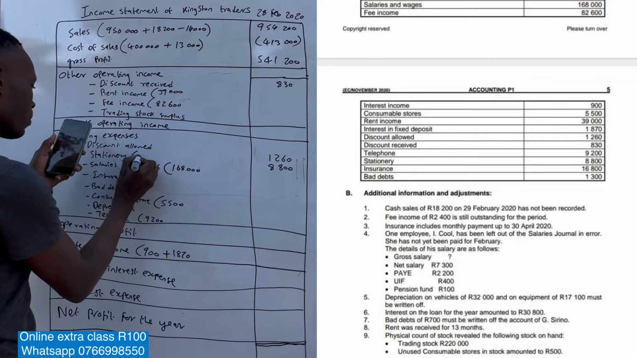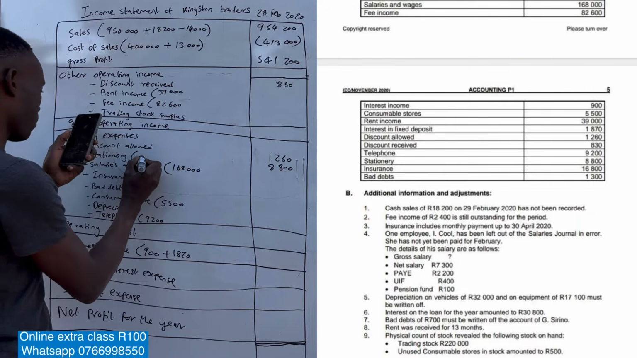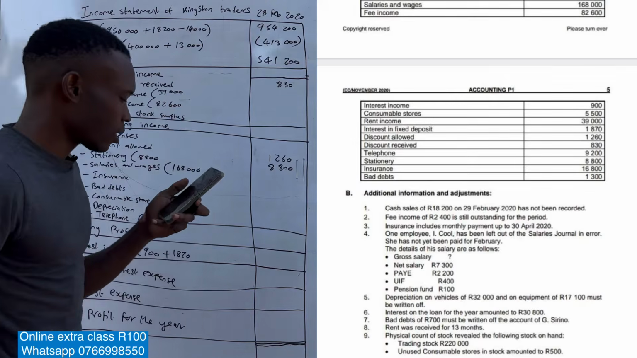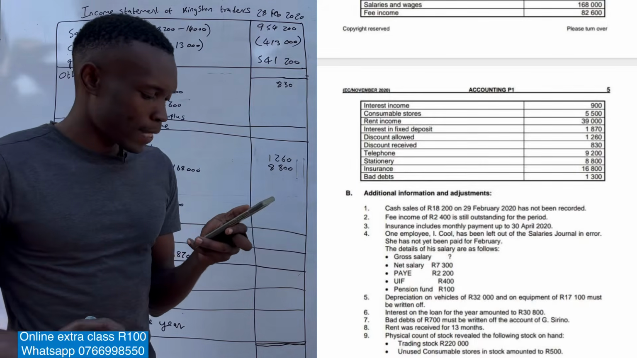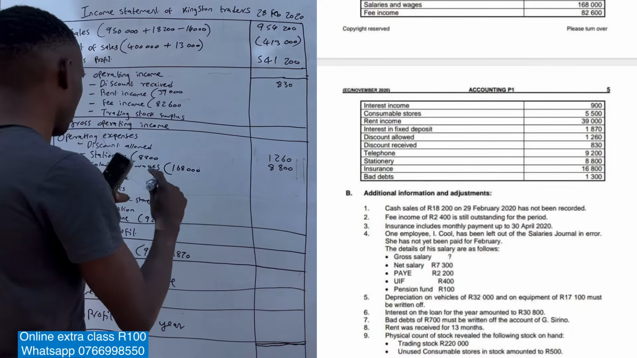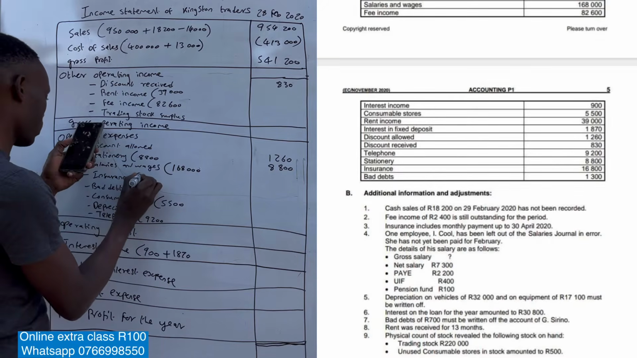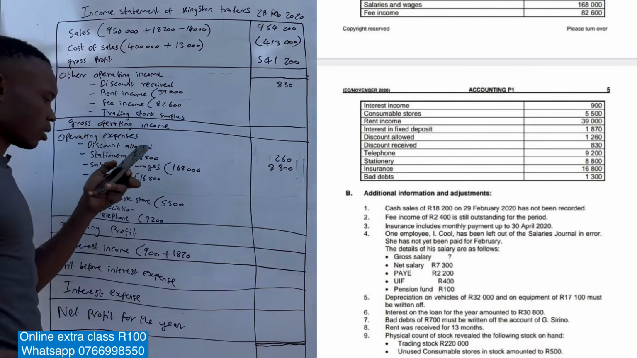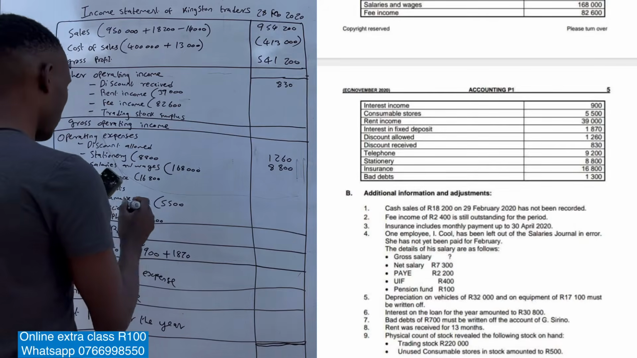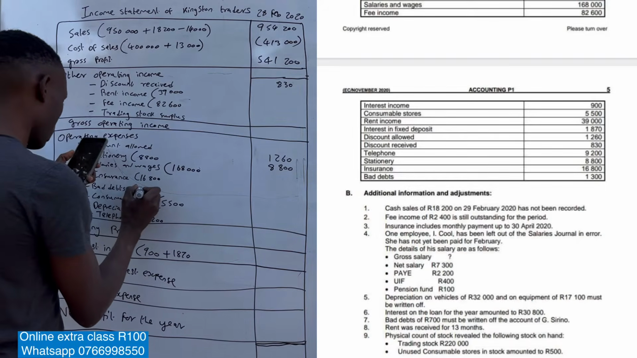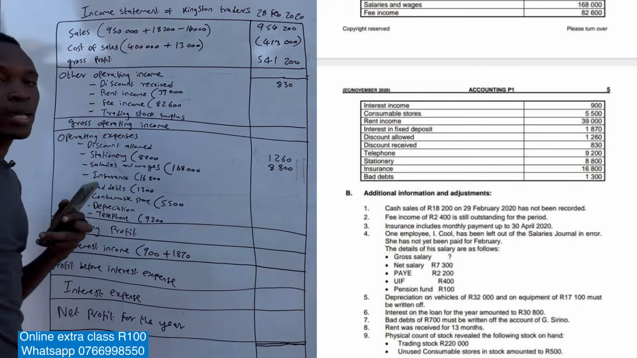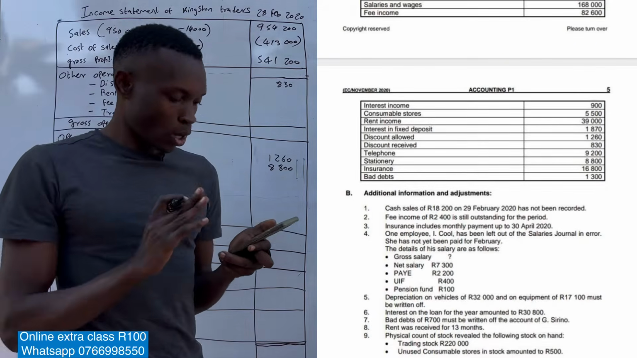Stationery is here, 8,800. Okay, and the other one, insurance is here, 16,800. And the other one is bedded. The last one, bedded, is how much? 1,300. You already have a lot of marks, guys, just to copy and paste those amounts.